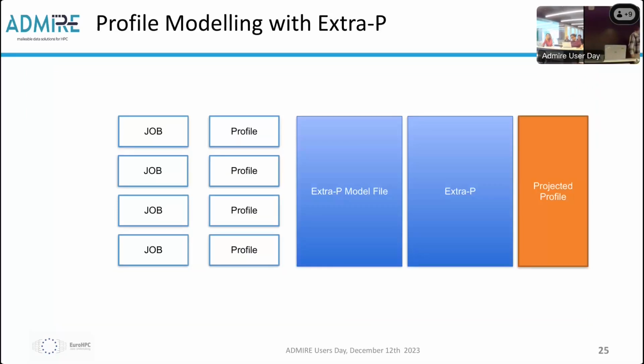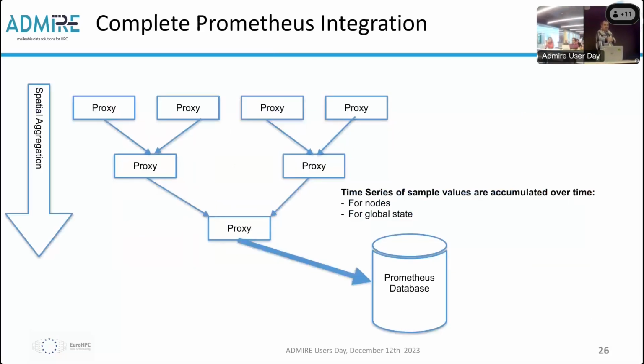So what happens is that you have multiple jobs, which are then generating profiles. All these profiles are sent to an XtraP model file, and this model file is then fed to XtraP, which will then yield a projected profile. A projected profile is simply the execution in an unknown configuration, given the interpolation of the various metrics. You see that this can be used to infer how this job would behave on a size we have not run yet, on a configuration we haven't. So we'll have a presentation dedicated to this tool later in the day.